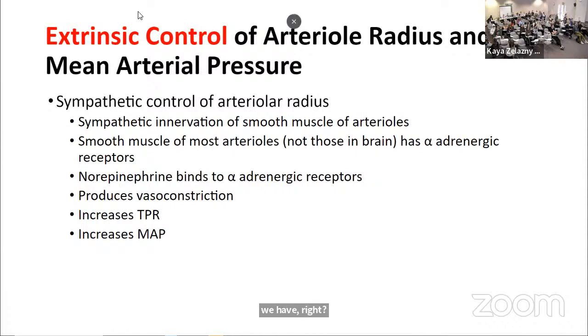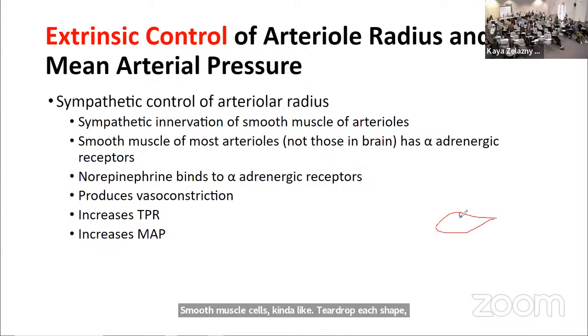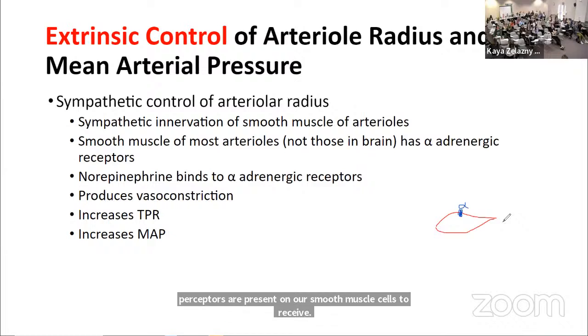Smooth muscle cell. Smooth muscle cells look kind of like a teardrop shape, right? So we're going to have alpha adrenergic receptors here. Our alpha adrenergic receptors are present on our smooth muscle cells to receive norepinephrine and epinephrine from our sympathetic nervous system.